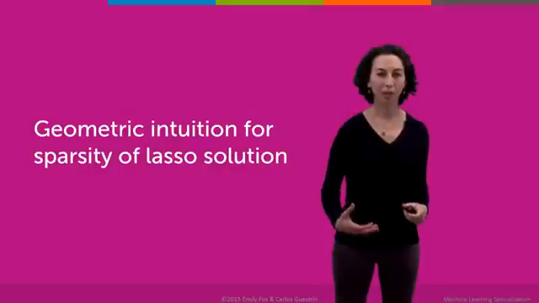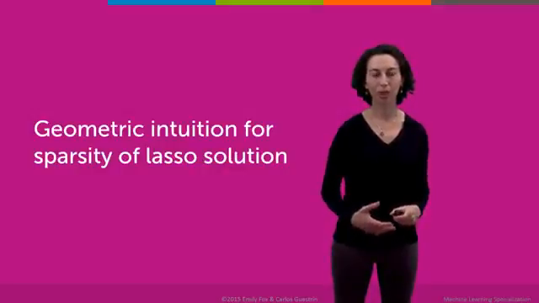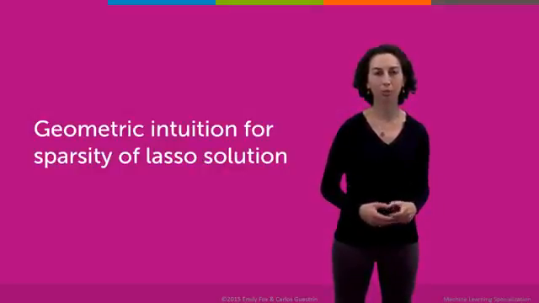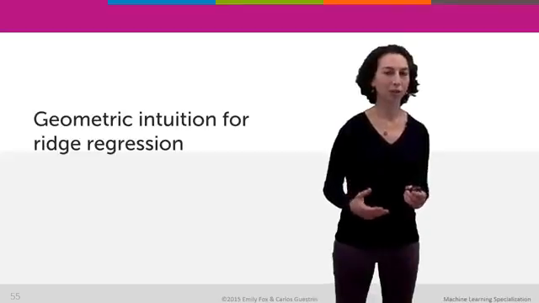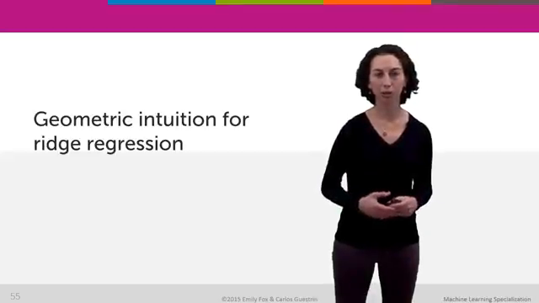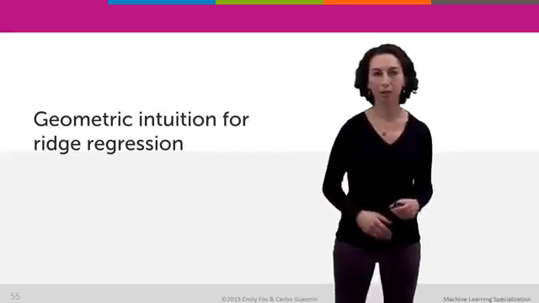Now let's see why we get sparsity in our lasso solutions. And to do this, let's interpret the solution geometrically. But first, to set the stage, let's interpret the ridge regression solution geometrically, and then we'll get to the lasso.